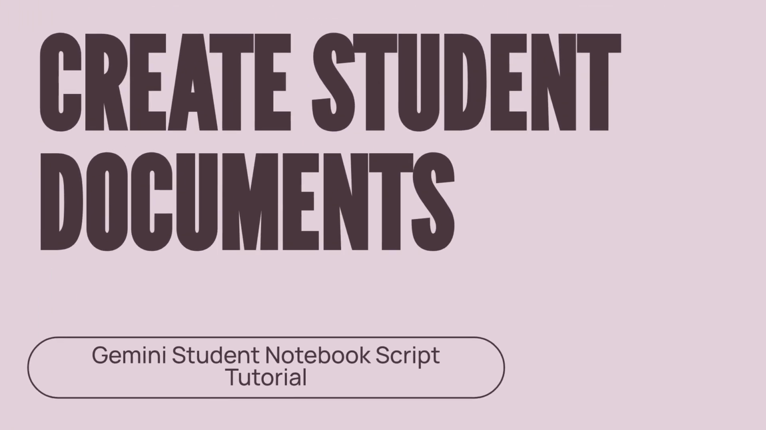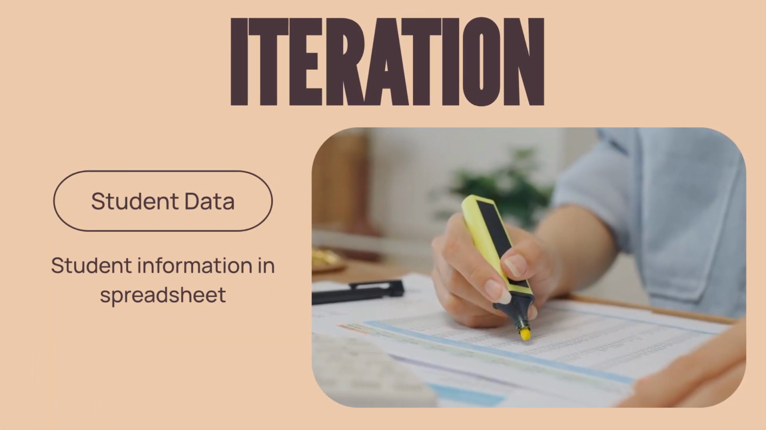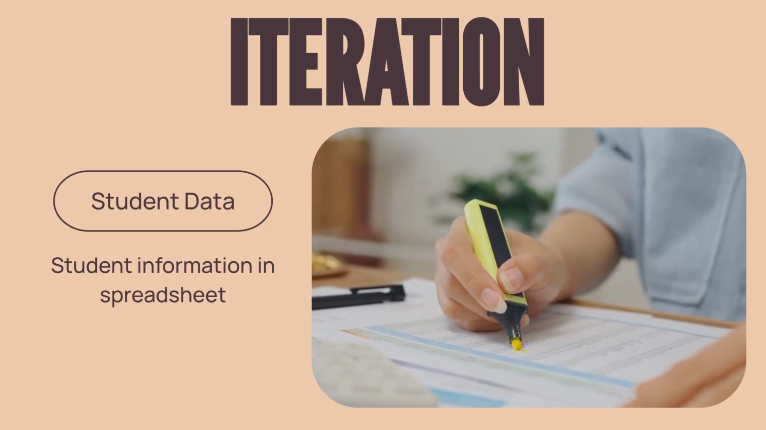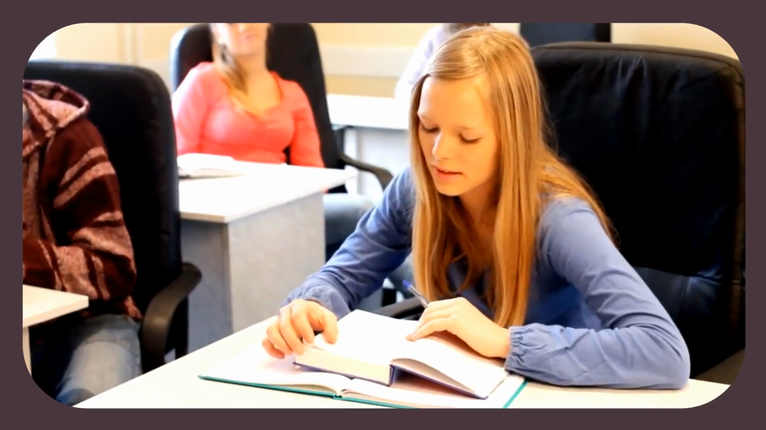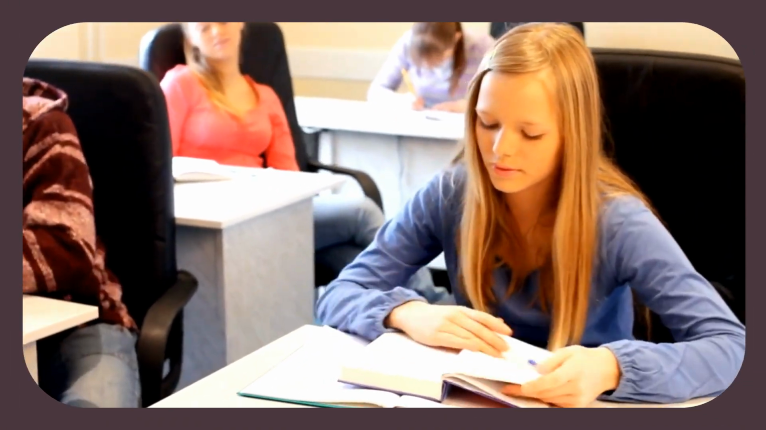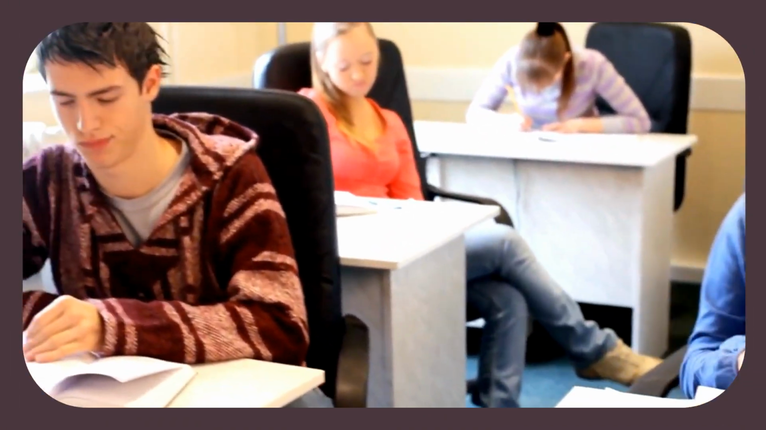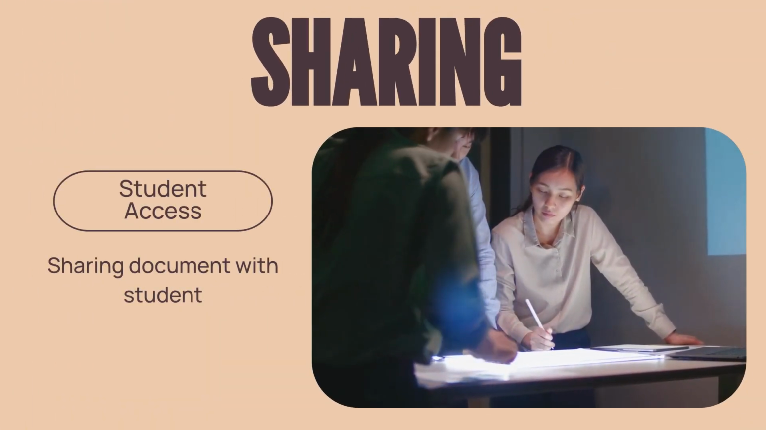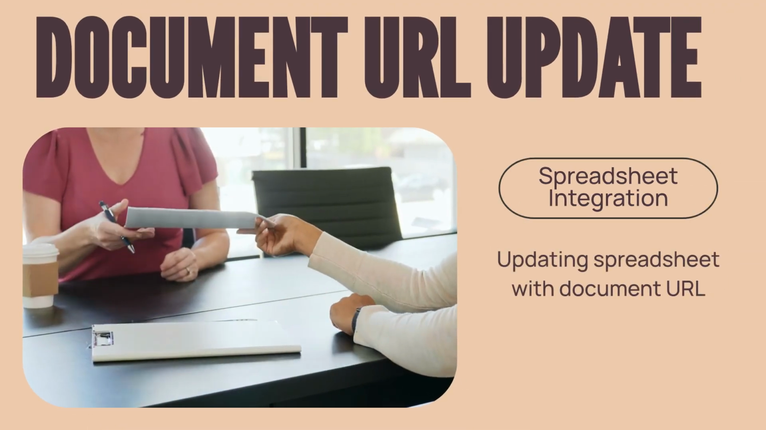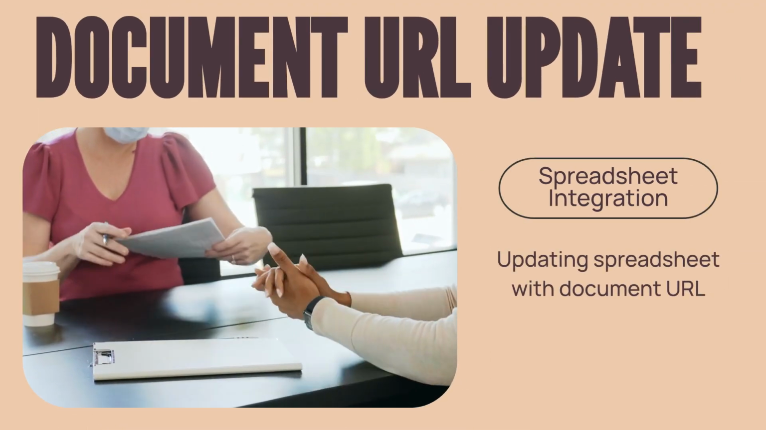This script generates a Google Doc notebook for each student using a template. We'll iterate through student data in the spreadsheet, and for each student, we'll create a new document from the template. Using the document template, we'll create personalized notebooks, naming each one after the student. We'll share the document with the student's email address, ensuring they have edit access. Finally, we'll update the spreadsheet with the URL of each student's document.